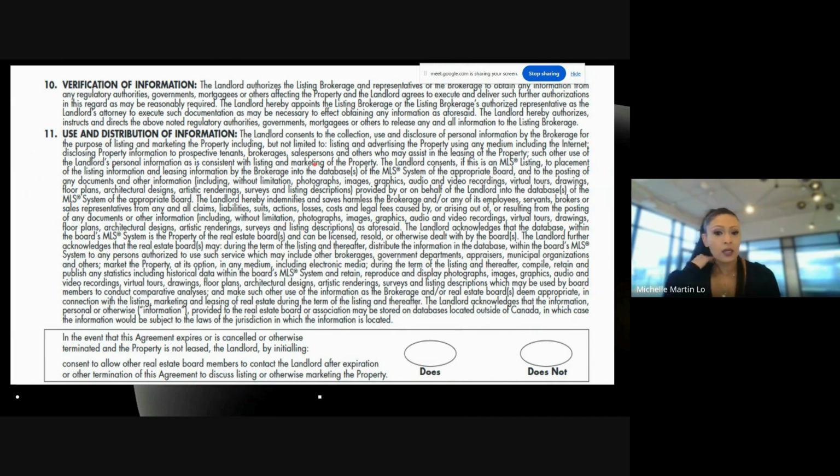Yeah. Okay. Now at the bottom over here, what does this mean? I know we always mark off "does not," but do we even know what this means?